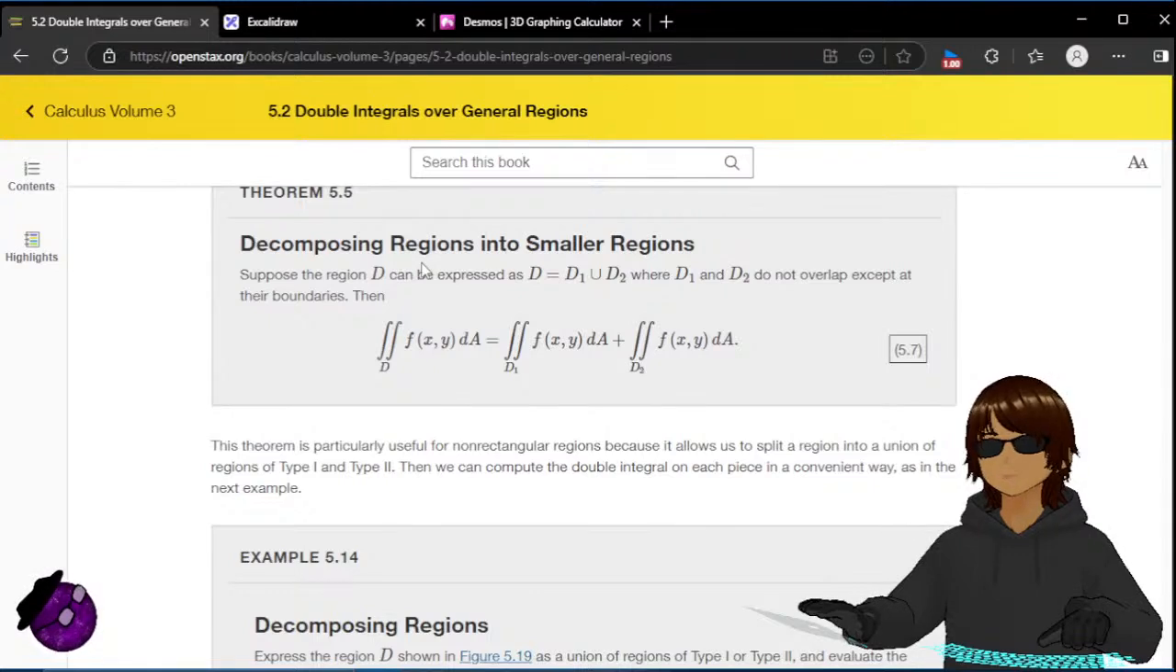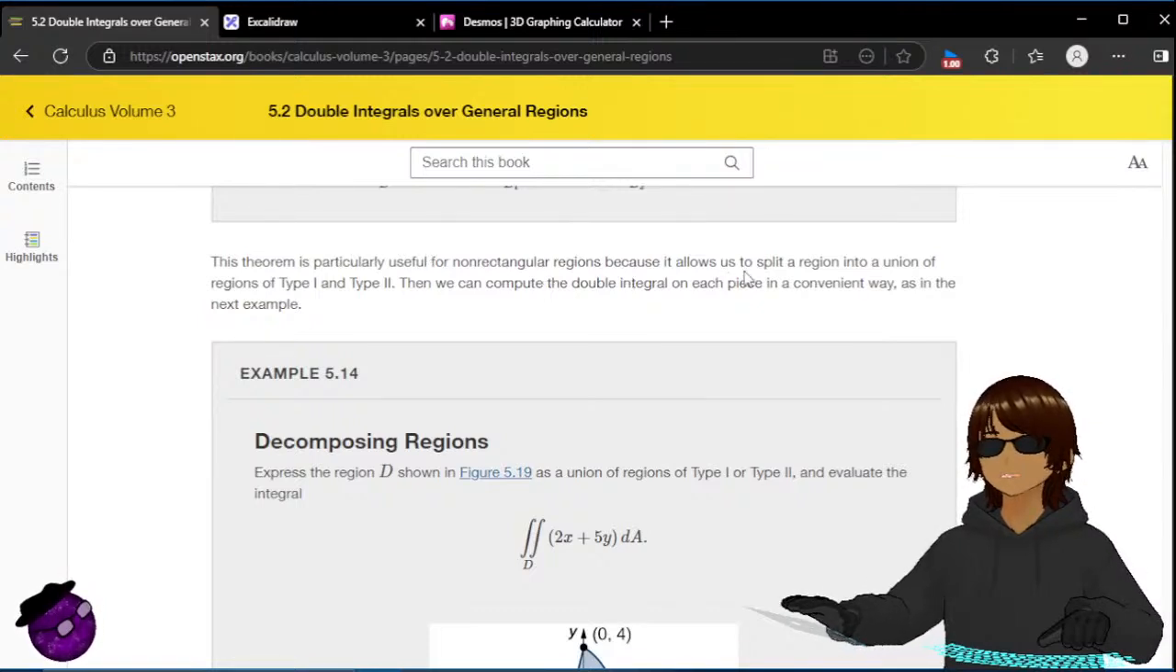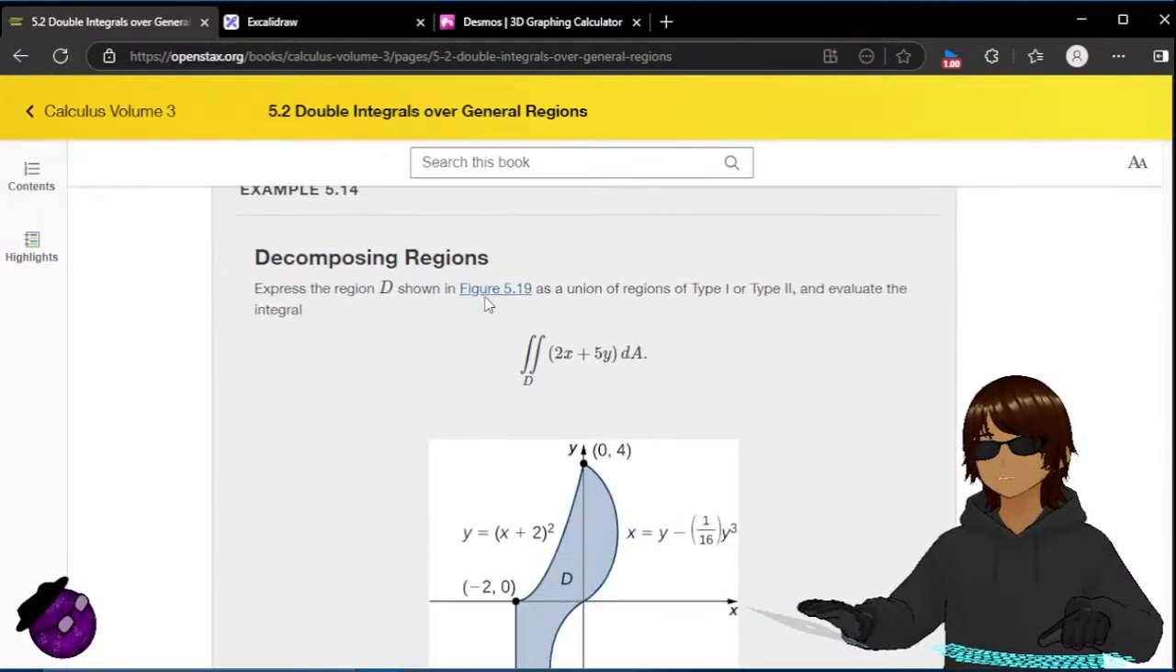Decomposing regions into smaller regions. Suppose the region D can be expressed as D1 union D2, where D1 and D2 do not overlap except at their boundaries. Then we have this plus this. This theorem is particularly useful for non-rectangular regions because it allows us to split a region into a union of regions of type 1 and type 2. Then we can compute the double integral on each piece in a convenient way as in the next example.